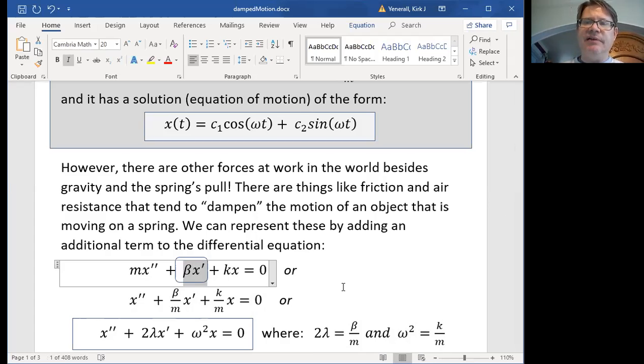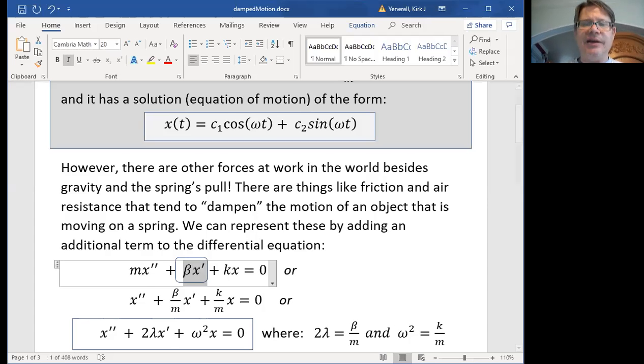responding to, or you might say proportional to, the current velocity of the object. The faster that it's going, we might tend to have more air resistance or more friction. And it'll be acting just like the spring constant in a direction that's opposite the force of the gravity.